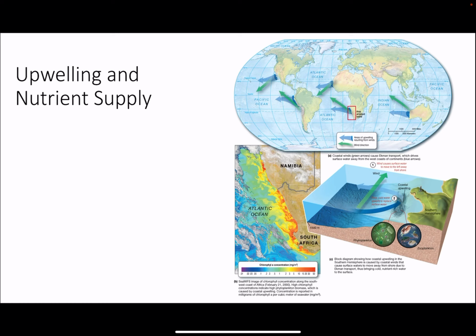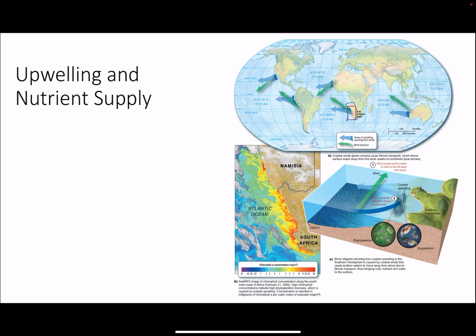Here you can see in this sort of handful of cartoons where upwelling tends to happen. And if you notice, it tends to happen on the western side of continental margins, so the western side of South and North America, Northwest Africa and Southwest Africa. This is the Benguela upwelling zone on the west coast of South Africa here in red, and there's a blow up of that here. And there's an upwelling zone in Australia as well.